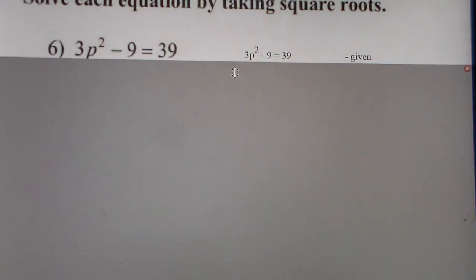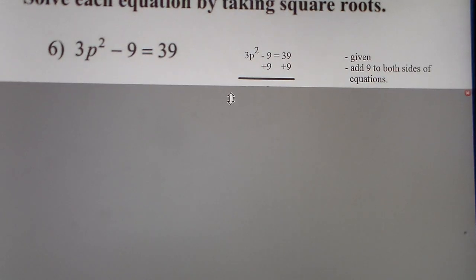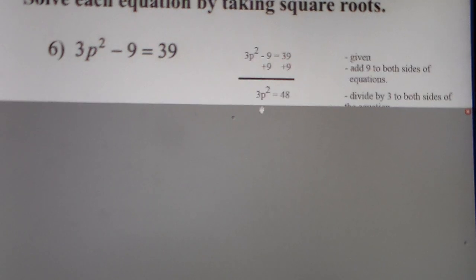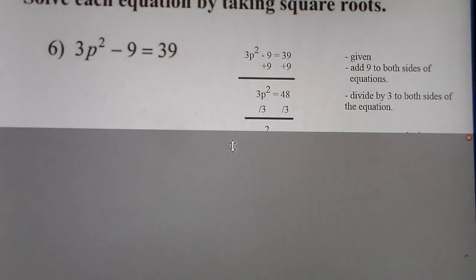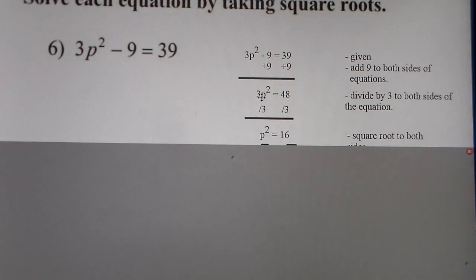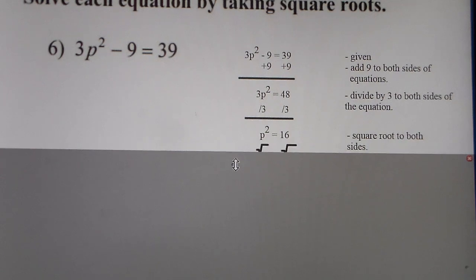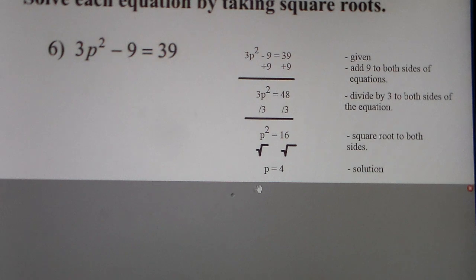Problem number 6. We got 3p squared minus 9 equals 39. That's given. To get p all by itself, we first need to add 9 to both sides of the equation. So then we have 3p squared equals 48, because 39 plus 9 gets you 48. We then divide both sides of the equation by 3. The times 3 and divide by 3 cancel out, so you just get p squared on the left side. 48 divided by 3 gets you 16. Then you take the square root of both sides, and you get p equals positive 4 and negative 4. Both are the answers there.